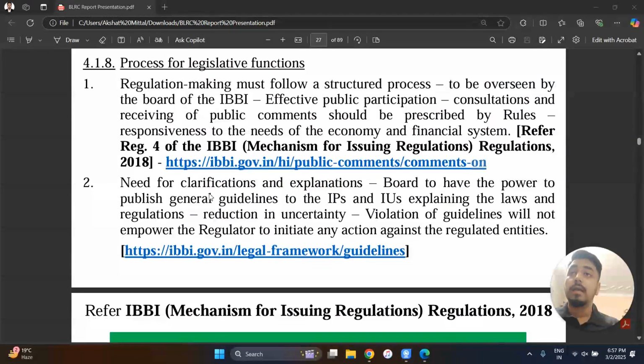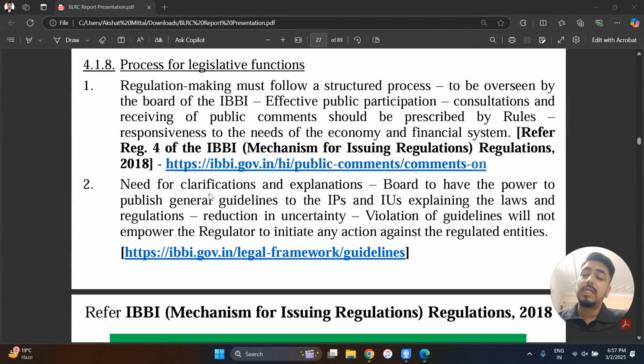Now this committee does say that the IBBI should have legislative functions, but how should these legislative functions be carried out? So when we talk about regulation making, this committee has said that the ultimate principles should be incorporated in the IBC, and the detailed question of procedures should be addressed through the making of regulations by the IBBI. So this committee proposed that while addressing such issues, such detailed questions of procedures, the IBBI should always take into consideration the public comments.